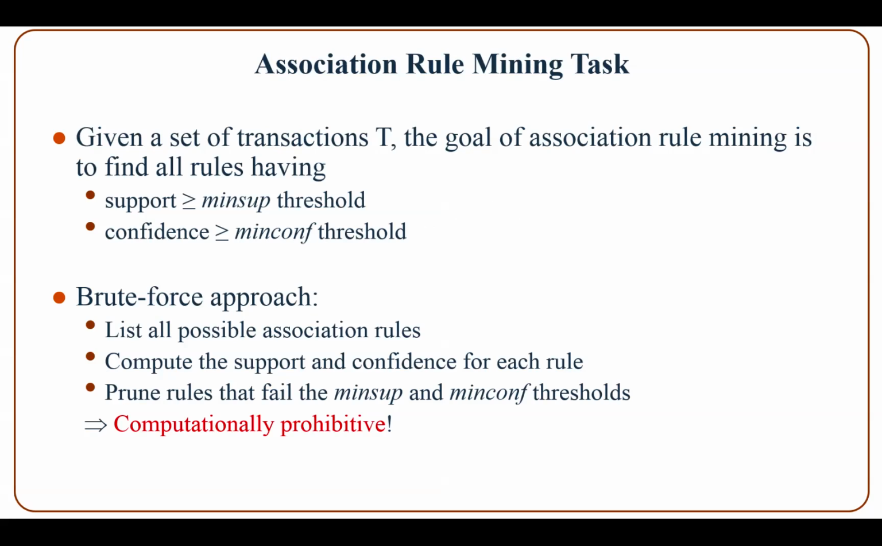The association rule mining problem can be stated as follows. Given a set of transactions T, the goal of association rule mining is to find all the rules having support greater than or equal to a threshold, and confidence greater than or equal to a threshold. The brute force approach lists all the possible association rules, computes the support and confidence for each rule, and then prunes the rules that fail the minimum support and minimum confidence thresholds. This approach is prohibitively expensive because there are exponentially many rules that can be extracted from a dataset.